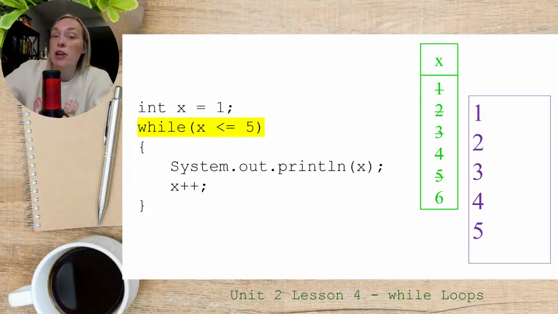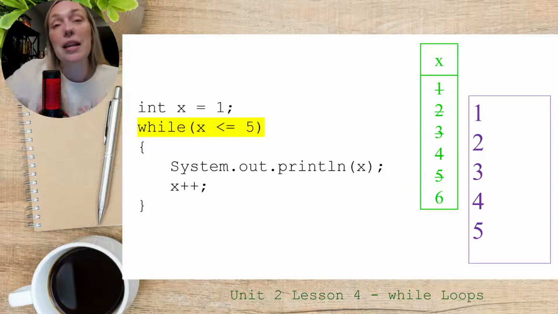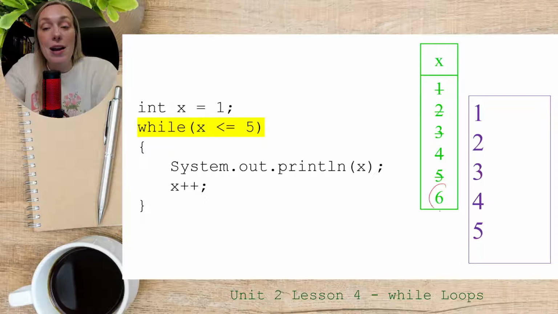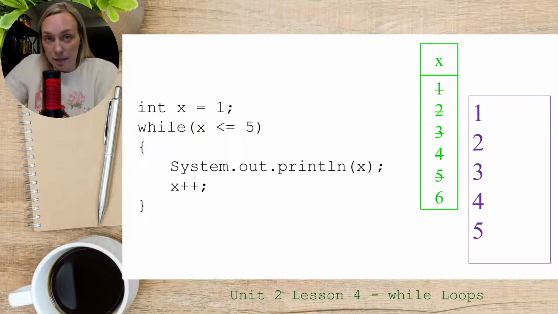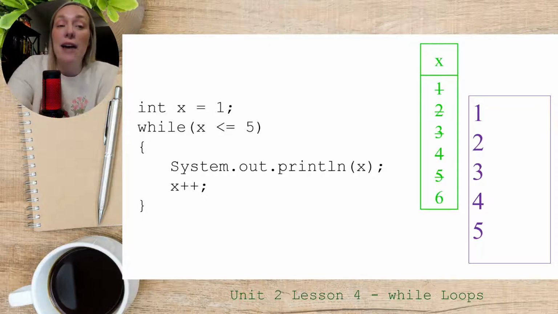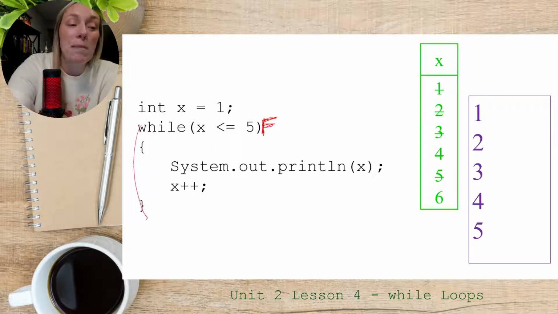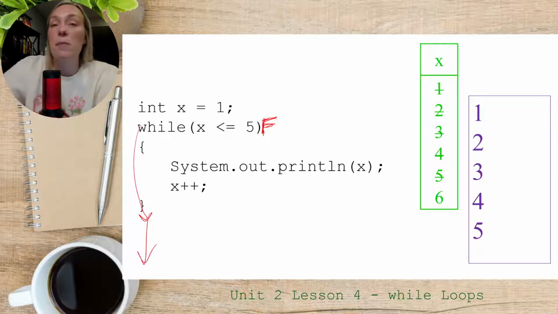Is x less than or equal to 5? No. Okay, now is the point where this statement has become false because right now x is 6. So what happens? The loop ends. Okay, it is done because 6 is not less than or equal to 5. That evaluated to false. And as soon as I check this condition and it evaluates to false, I skip and I continue on with my program.